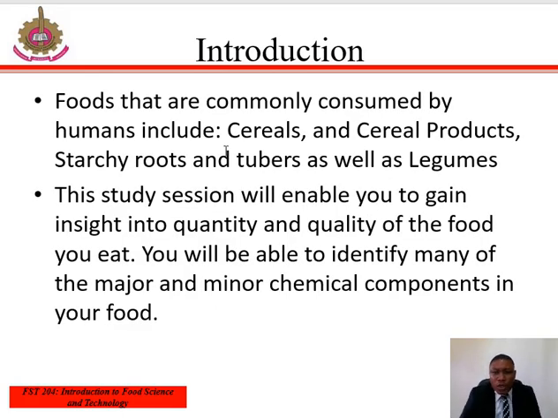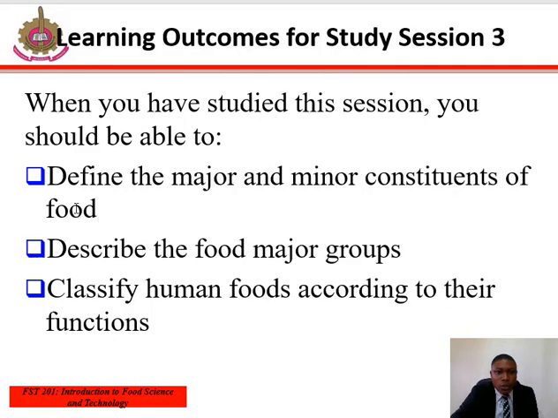Foods that are commonly consumed by humans include cereals and cereal products, starchy roots and tubers, as well as legumes. This study will enable you to gain insight into the quantity and quality of food you eat. You will be able to identify many of the major and minor chemical components in the food you consume.